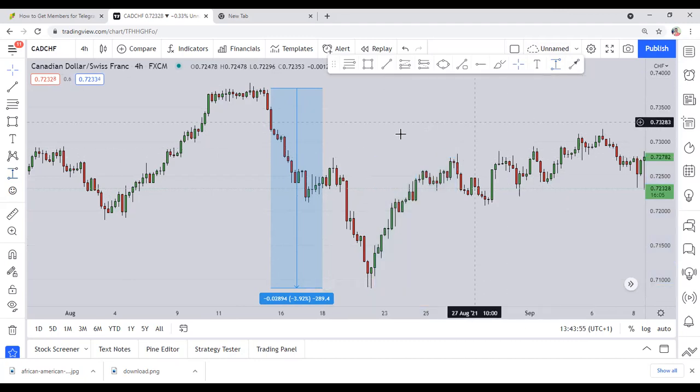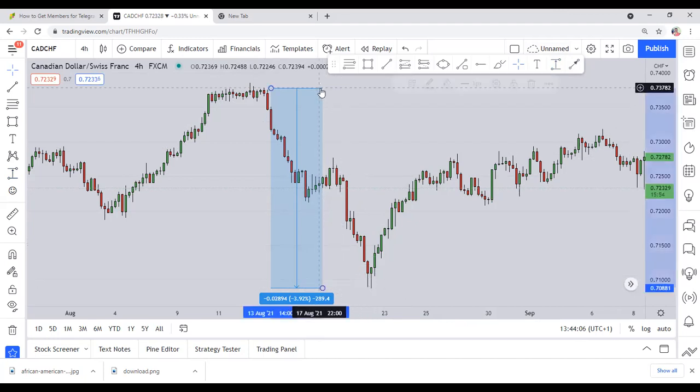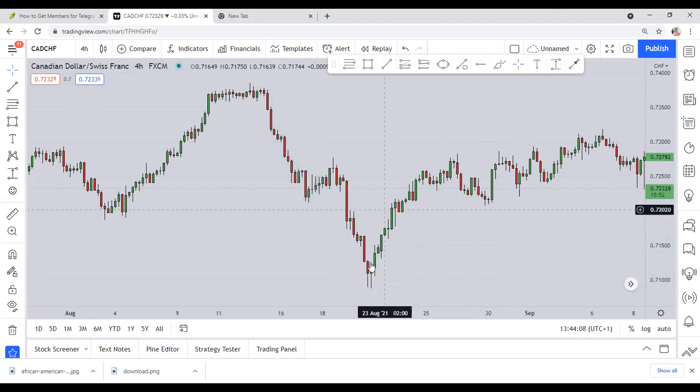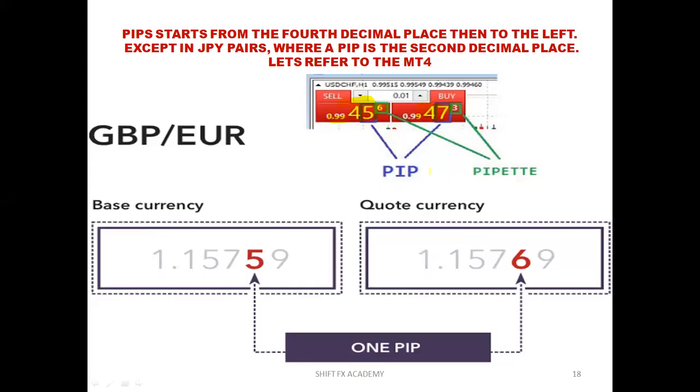So how do we calculate our pips? If it is in a selling market like this, you want to take the price level from the top, subtract it from the price below, and you will know how many pips. If not, it's easier to just use the tools I've just shown you to know how many pips. So it can be that simple and that easy without having any form of stress.